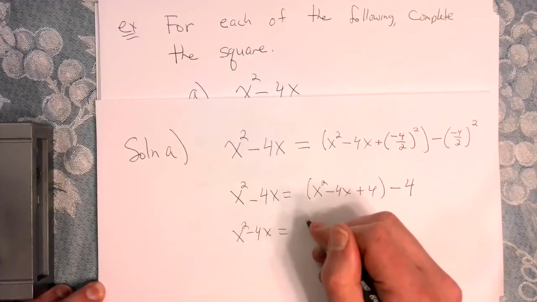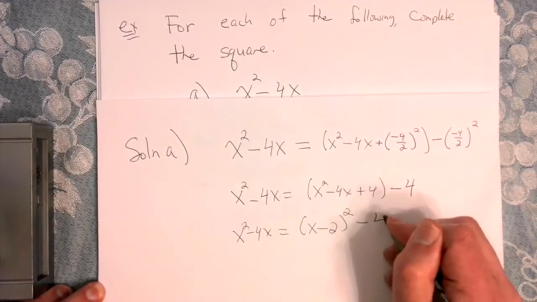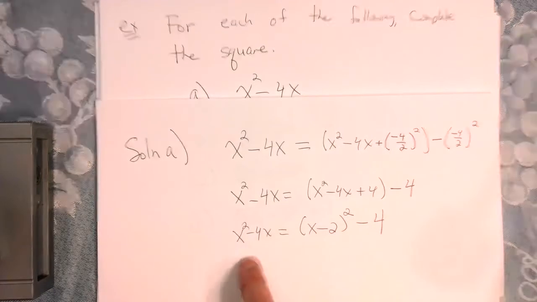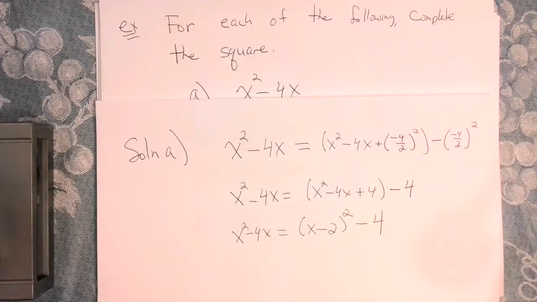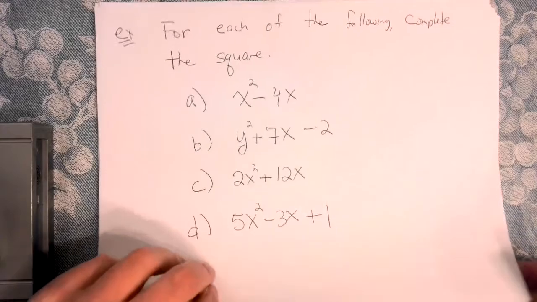So we can factor this. This will factor into x minus 2 quantity squared, minus 4. And this is very, very checkable, right? You can check this by squaring this out. Combined with the minus 4, you should recover this back. Okay, so that seems pretty nice. Let's try the next one, B.